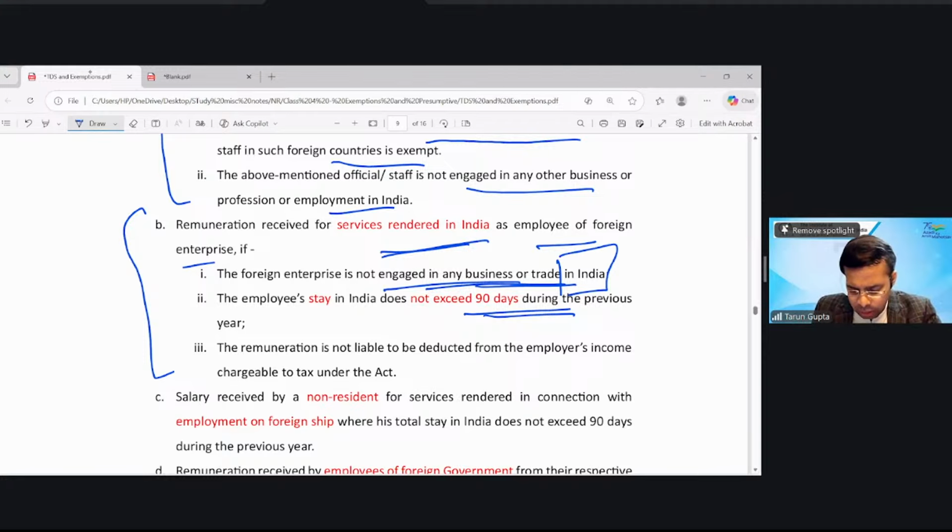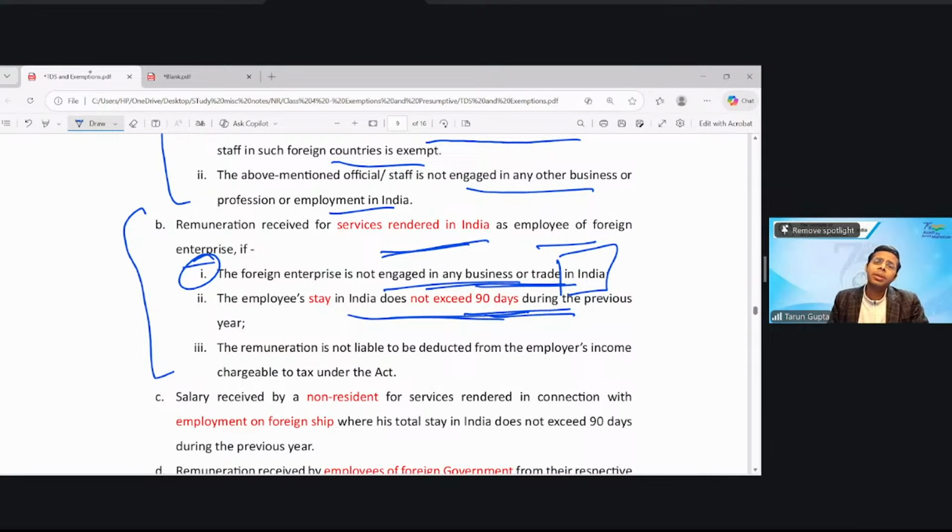The remuneration is not deductible from the employer's income chargeable to tax under the Act. If there is some income chargeable to tax of the employer, Microsoft Inc., then the remuneration which you are deriving for service rendered in India should not be claimed as a deduction from the Indian income. See, the enterprise is not doing a business in India, so it will not have business income. But if there is any other income for which the foreign enterprise is liable to pay tax in India, then the remuneration so paid by it should not be deducted from such income.